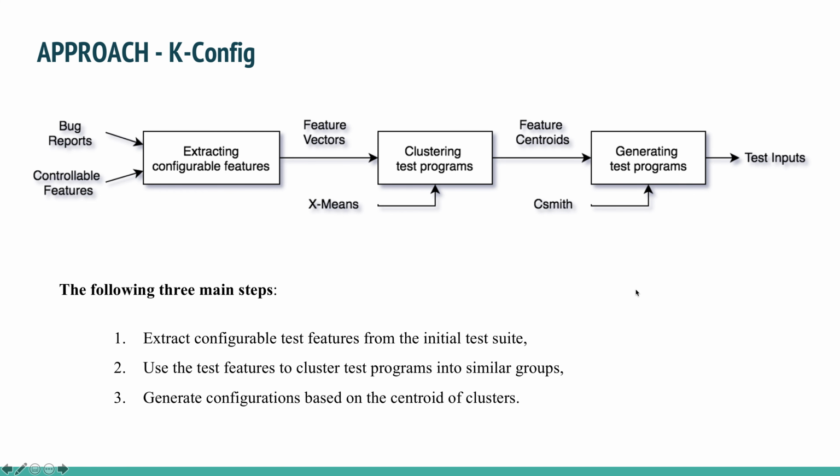This figure shows the workflow of test generation of our kconfig approach. Our approach contains the following main steps. We extract configurable test features from the code snippets of the bug reports. We then use X-means to cluster the test features into similar groups. Then we use the centroid of each cluster as the configuration of Csmith to generate test inputs for GCC.